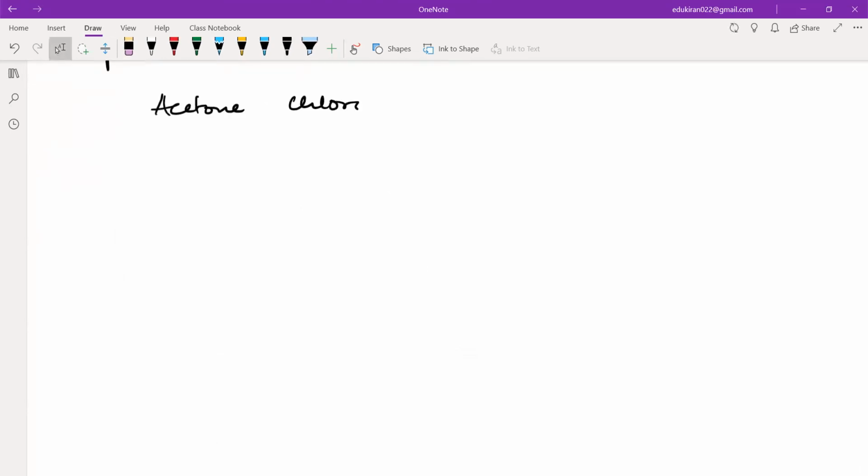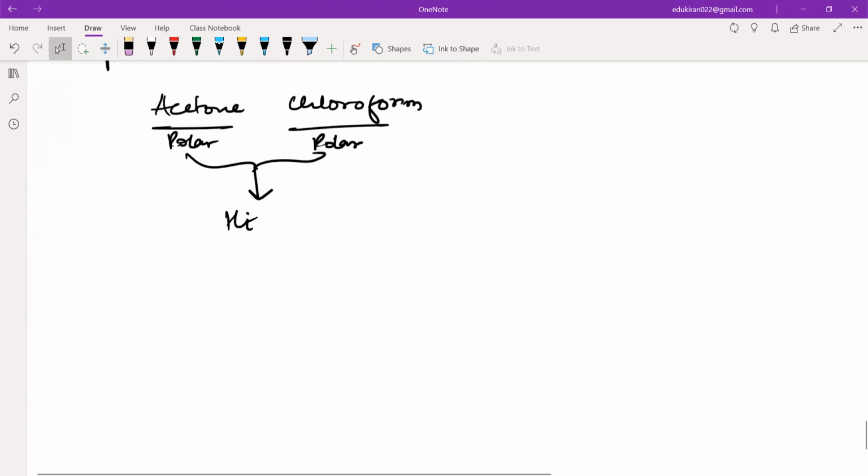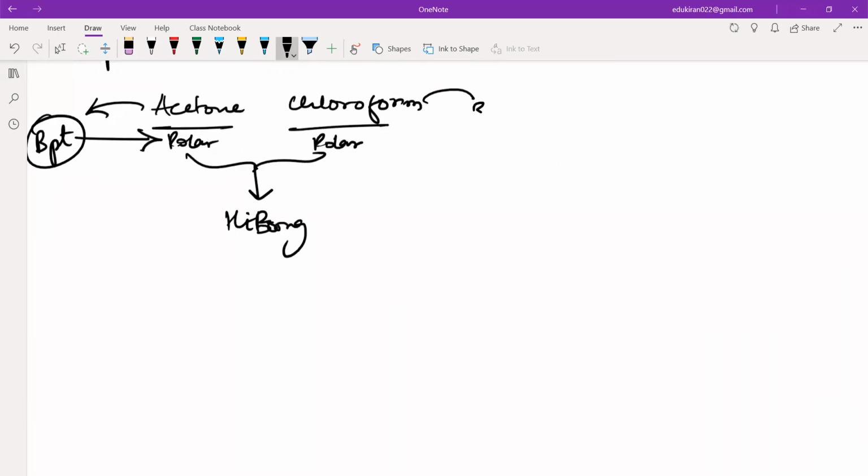Acetone is polar, chloroform is also polar. When we mix these two things, what is going to happen? This will be forming hydrogen bond. Now, acetone will have some boiling point, which comes from the fact that it is polar. Similarly, chloroform will also have some boiling point, which comes from the fact that it is polar.